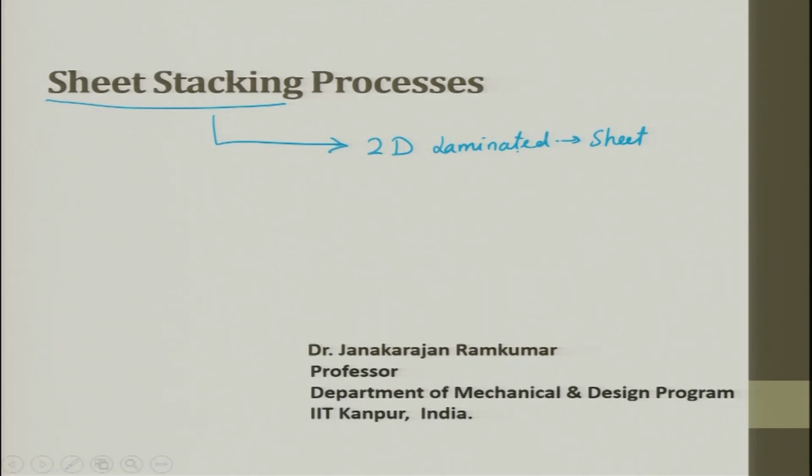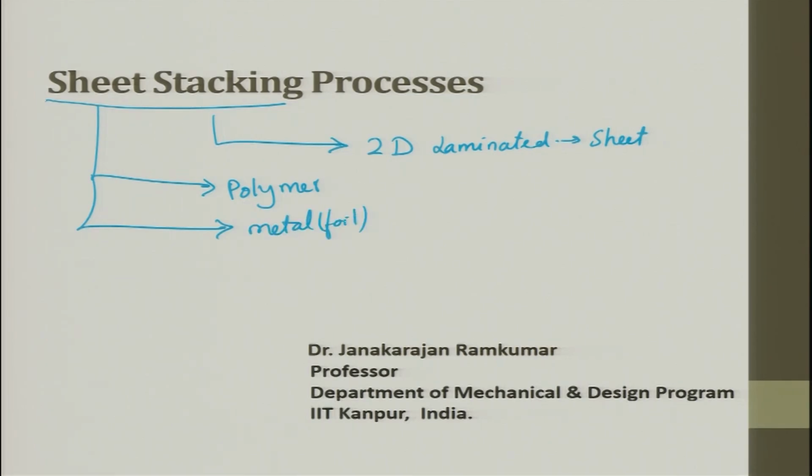Or I can give you an analogy here. If you have a certificate, you laminate the certificate on top and bottom with a polymer sheet. That sheet is what we are talking about. You can think of a sheet which is polymer, or a sheet metal foil. All those things fall under sheet.